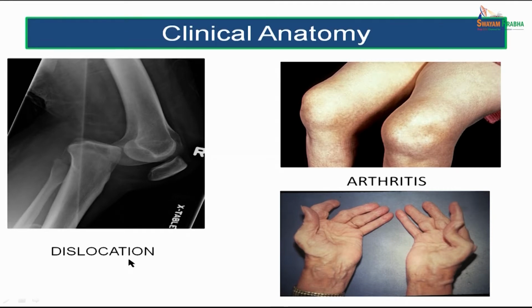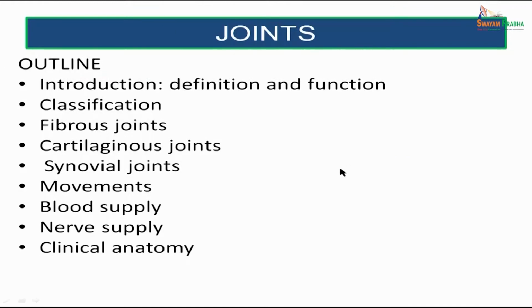So, we are going to learn how these various conditions happen and how they are related to the anatomy of joints. I will be covering the lecture under these headings: introduction, the definition and function, the classification of joints, details about three types of joints, the fibrous, cartilage and synovial joints. I will talk about movements of joints, their blood supply, nerve supply and finally clinical anatomy.